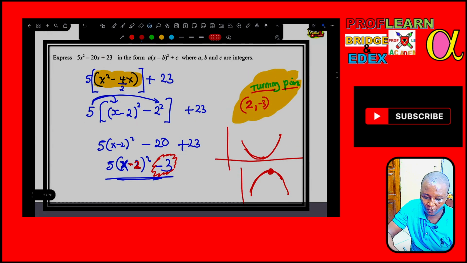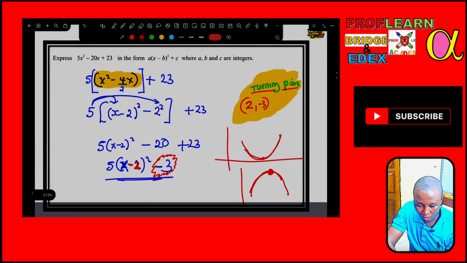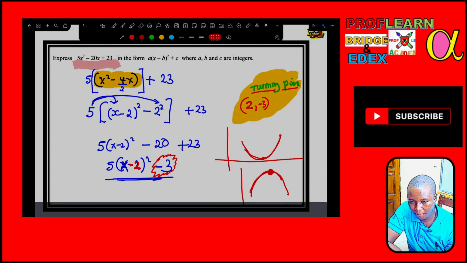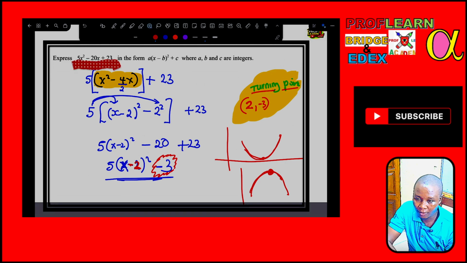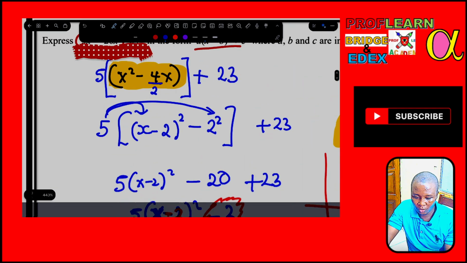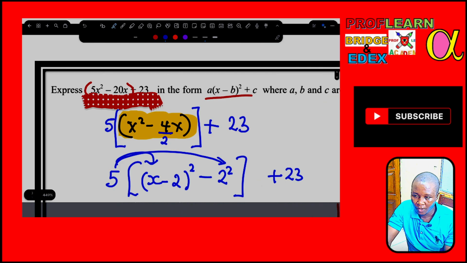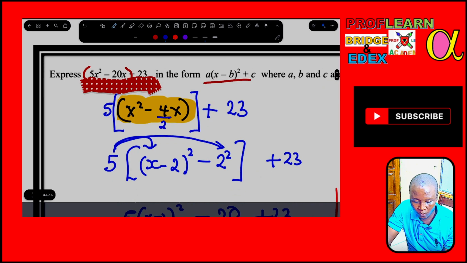Moving to another question, we are told here a student was given this and was expected to write it in this particular form. A very common question that is usually asked: write it in this particular form. The first thing candidates were supposed to remember is to group these two numbers together. Once you have grouped these two numbers here, it will mean that we are going to factor 5 out.